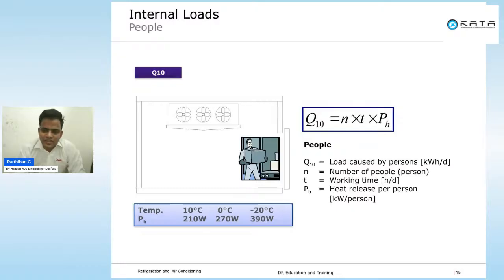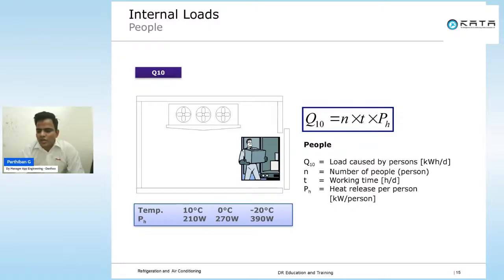The calculation is very simple. We need to convert to man hours. Say T is the working time in hours per day. If a person is working for 1 hour, it's one. Say N is the number of people, 10 people means 10. T is the working hours per day. If he's working only for 15 minutes, it's 0.25.